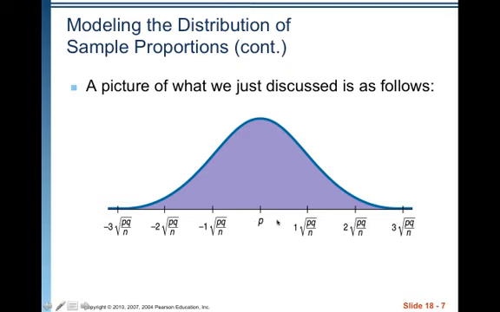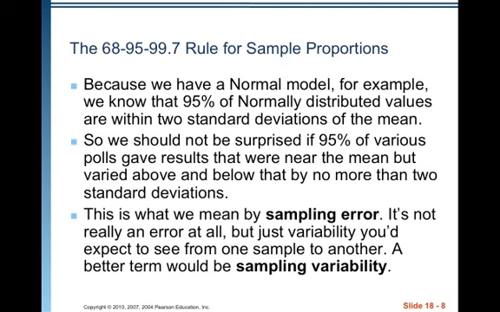Here we've got the mean at P, where we've got 1 standard deviation to the left, 1 standard deviation to the right. So that's why they've got -1 square root of PQ over N, 1 square root of PQ over N, and then we've got 2 out and 3 out. So we'd expect 68% of sample proportions to be between -1 standard deviations and +1 standard deviations. We'd expect 95% to be between -2 standard deviations, +2 standard deviations, and 99.7% to be between -3 and +3 standard deviations, because this is a normal model and the 68, 95, 99.7 rule applies.